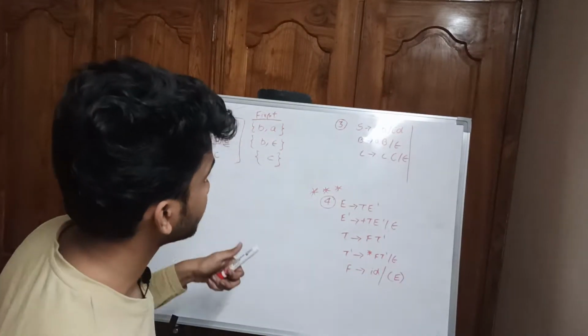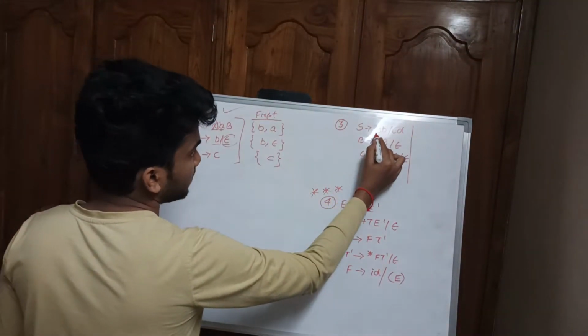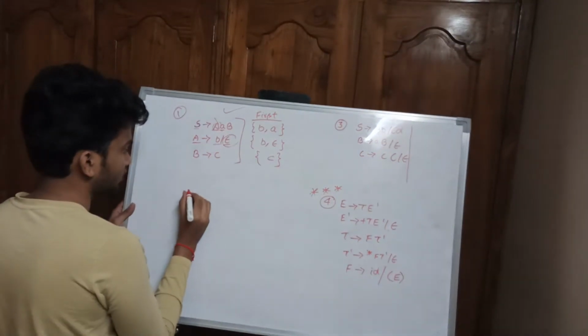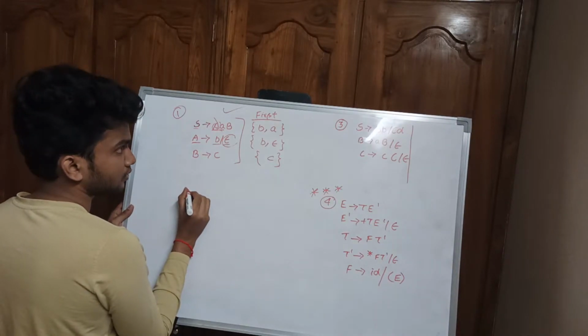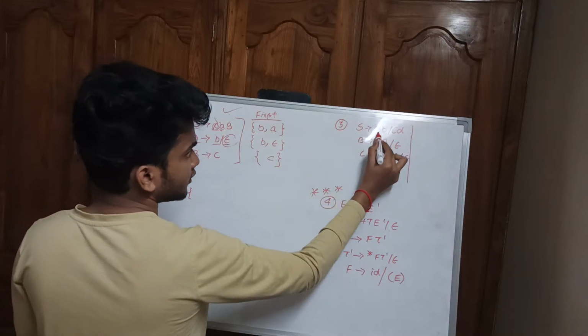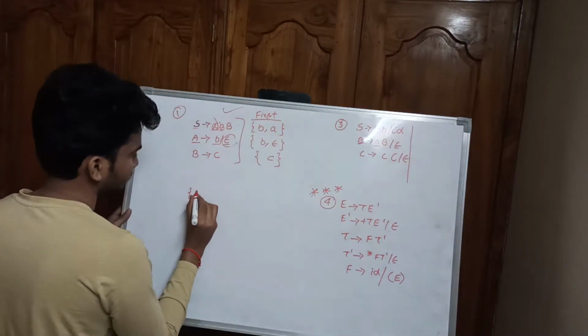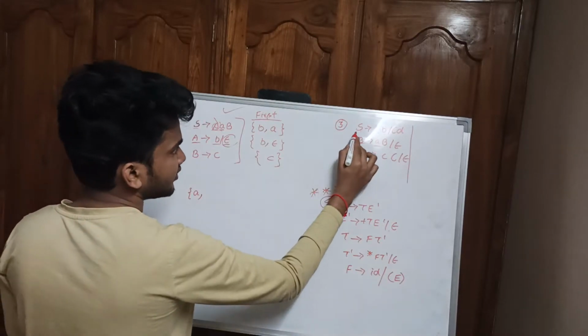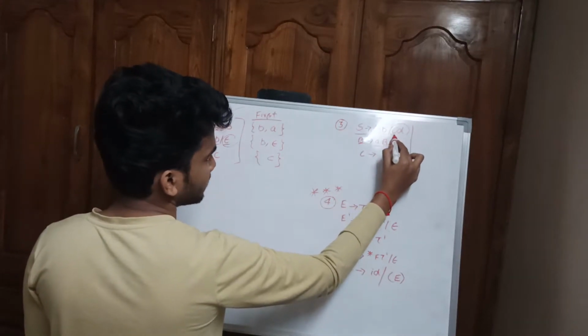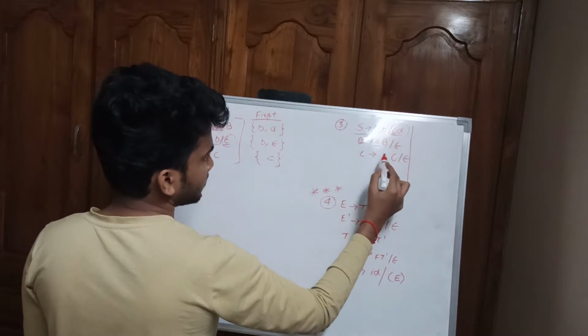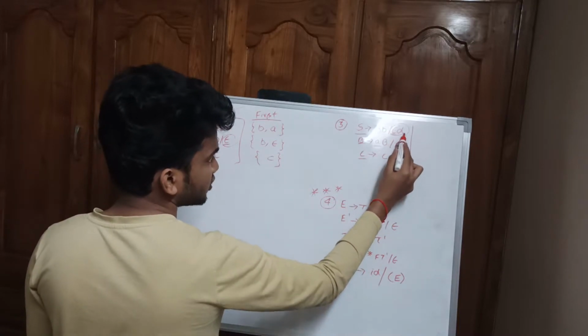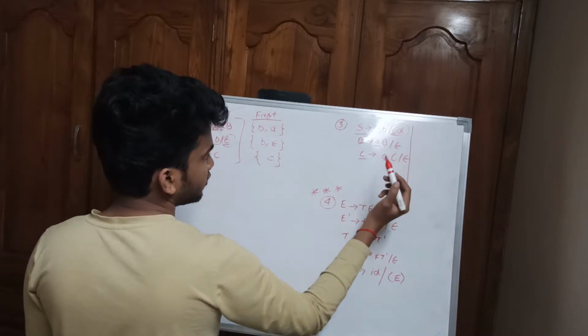Now check this one. S tends to capital B small b. So what is First of S? First of S is First of B. First of B is small a. So that is one element, and this S is generating another production. So capital C. So capital C is first we should calculate, that is small c.